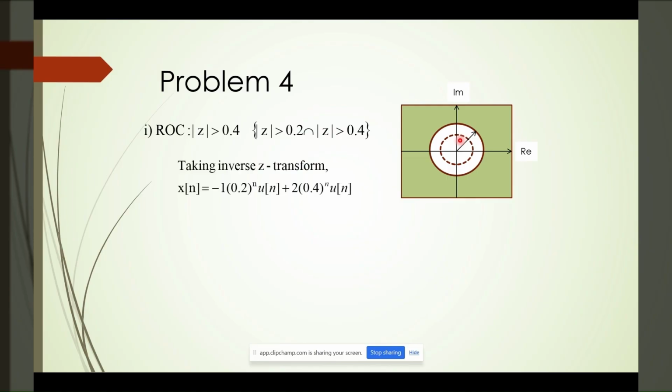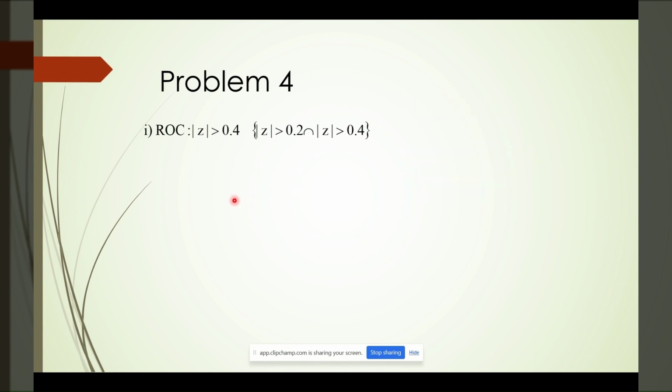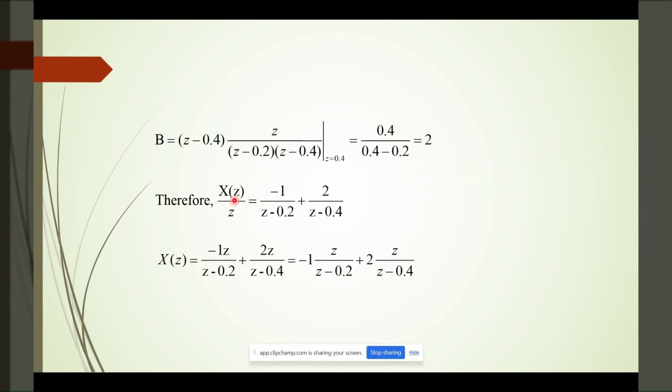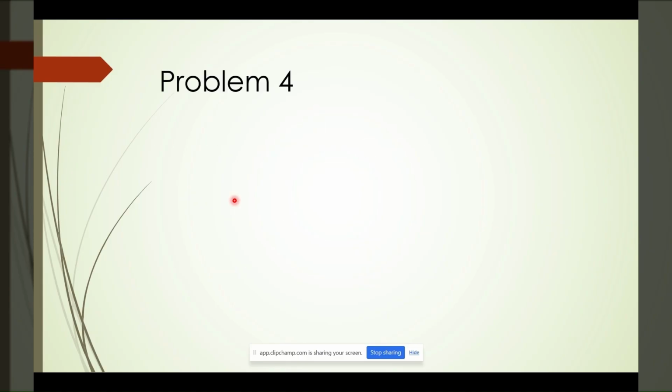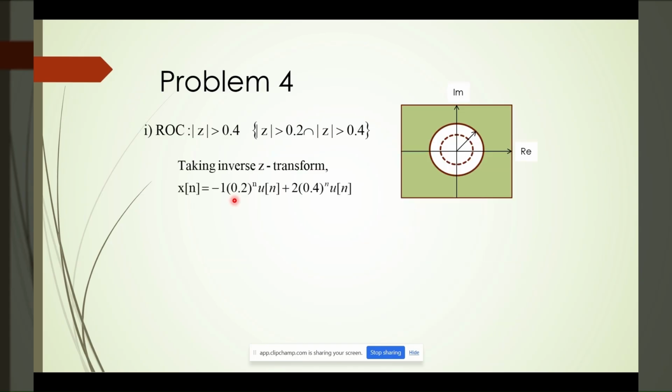Taking the inverse Z transform, it is a right hand sequence. The two poles are 0.2 and 0.4. Since 0.4 is outside 0.2, both will be right hand sequences; for both poles, the ROC is outside. So the final expression is minus 1 as the constant, and z by z minus 0.2 can be written as 0.2 to the power n u of n for a right hand sequence. Similarly for 0.4, we can write 2 into 0.4 power n u of n.